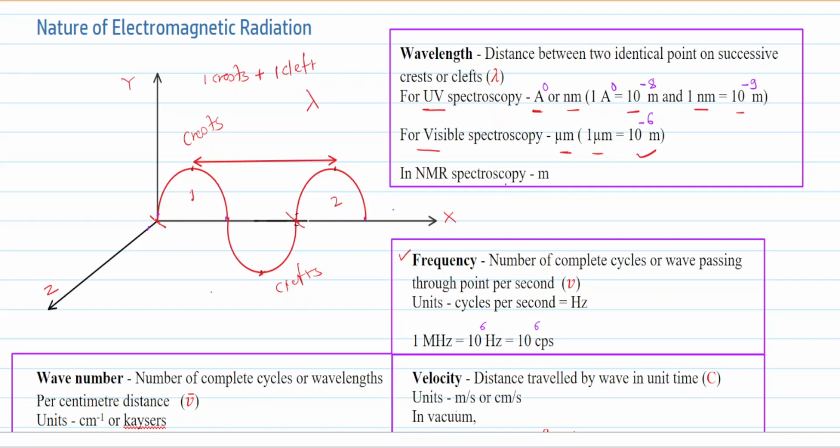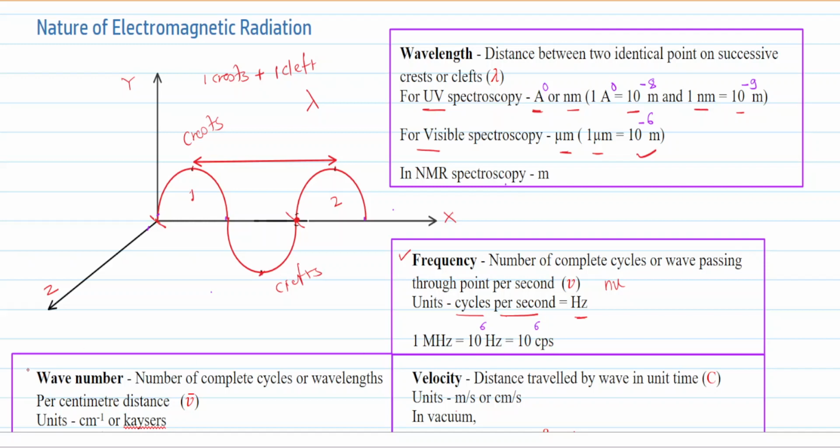Now, if I choose a point here and calculate the number of complete cycles passing through this point per second, so in a unit time, the number of complete cycles that are passing through this point, then that amount will be the frequency of that wave. So the frequency is nothing but the number of complete cycles passing through a point per second. Then this frequency is denoted by the symbol nu, and it has a unit cycle per second, or it is also called hertz. Then megahertz is also used. 1 megahertz is equal to 10 raised to 6 hertz, and it is also equal to 10 raised to 6 cycles per second.